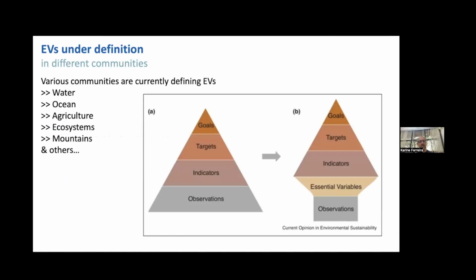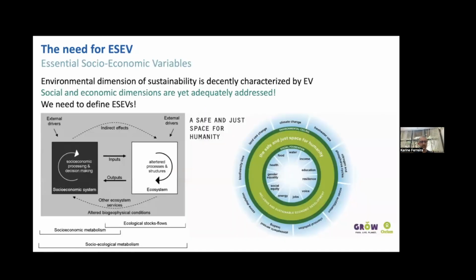And there are many other communities that are popping up and aiming to build their essential variables, in the water community, in the ocean, in agriculture, and so on. And really, we see a shift towards this idea of having an intermediary level between the observation and the indicator in many of these communities. But there is a big challenge also beside that.